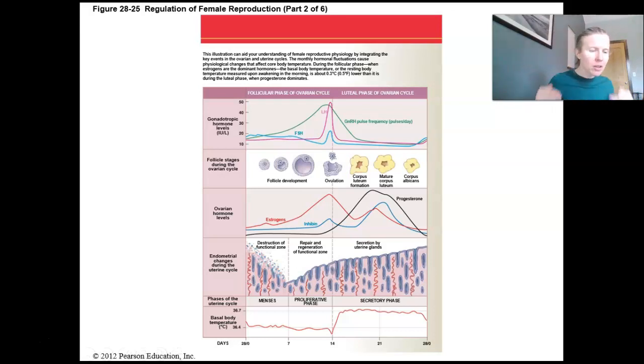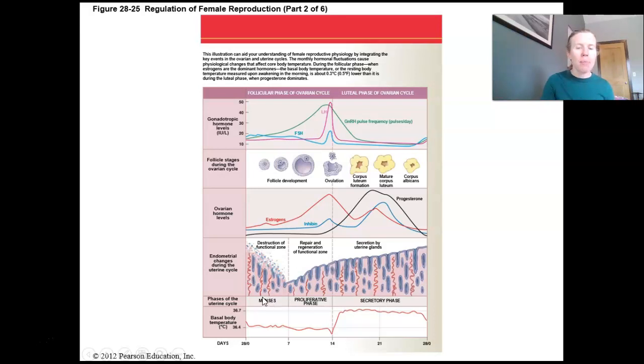Okay, jump down to what's going on here at the uterus, right? And notice day 14 is still where ovulation was. And so our phases are a little different, but basically here in the first half of the cycle, we spend maybe a week in menses, during menstruation. And then we enter what's called the proliferative phase. Following ovulation, we enter this secretory phase.